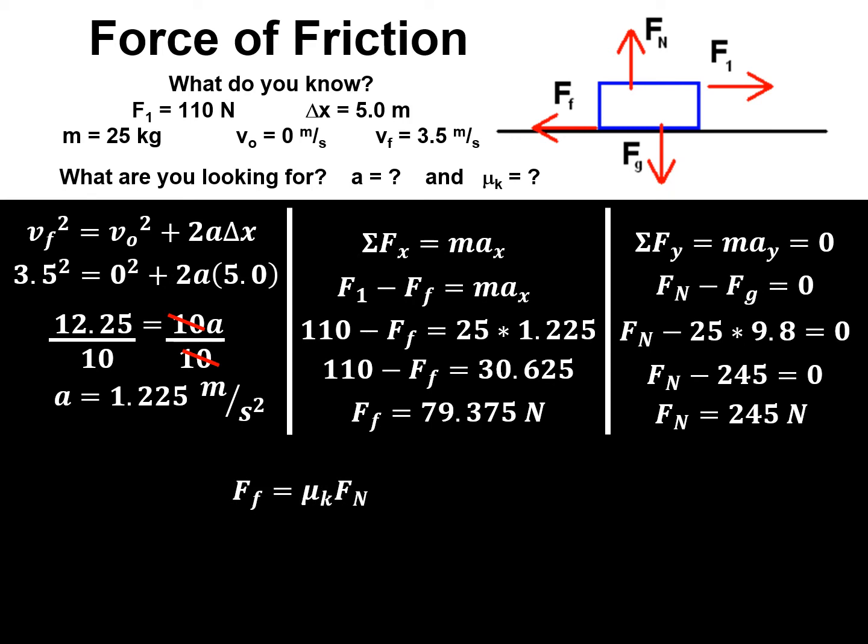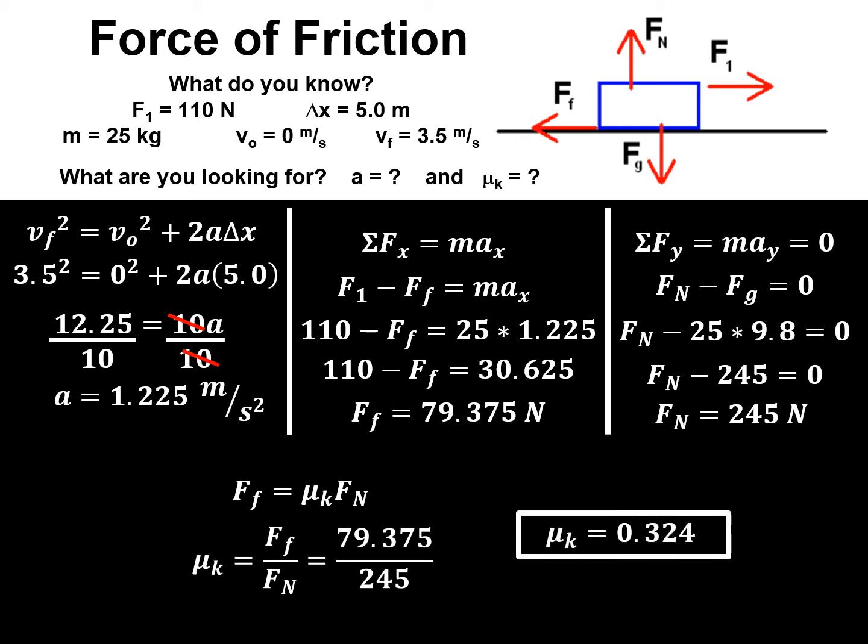So now that we have our force of friction, we have our normal force. We can plug both of those into this equation to find the coefficient of friction. So the force of friction, we take the normal force to the other side and divide. So it's going to be 79.375 divided by 245, and that gives us a coefficient of friction of 0.324. And there are no units and there's no negative. It's just a number. It's just a coefficient, which is a ratio.